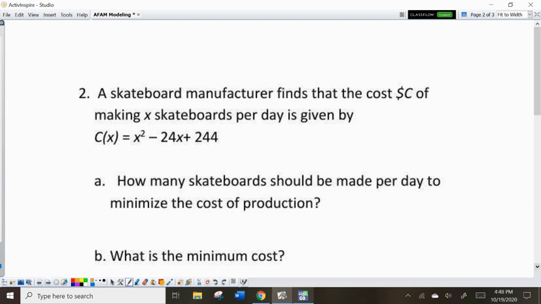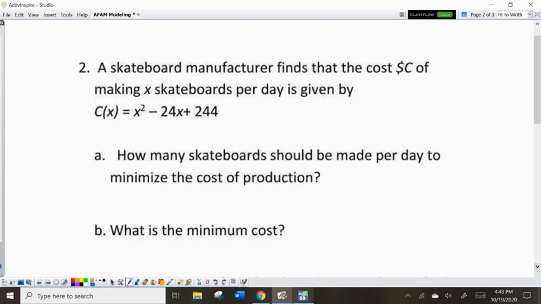In example number 2, we have the model that represents the cost of making a certain number of skateboards per day. So the cost depends on how many skateboards we make. We should look at this quadratic and know that it is in standard form. The only piece of the graph we can see from standard form is our y-intercept, which would be 0, 244. So going forward, we'll see if that is useful to us.